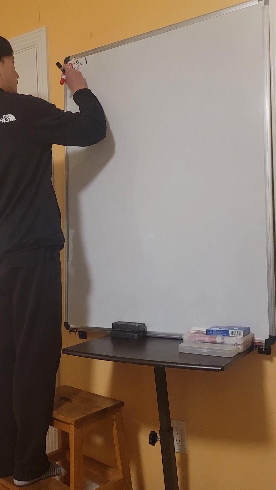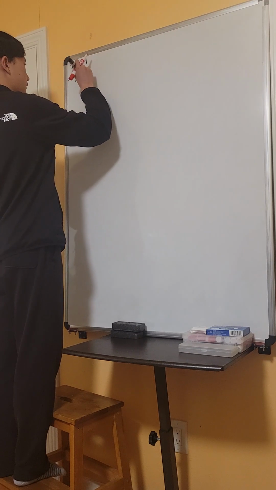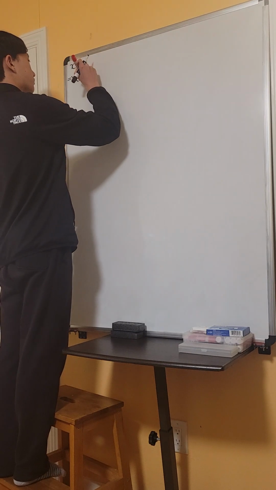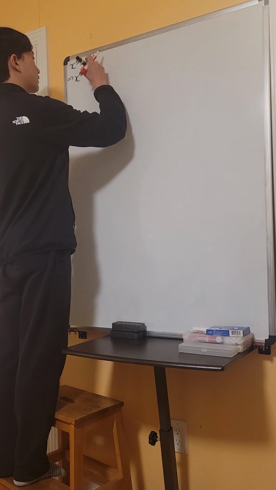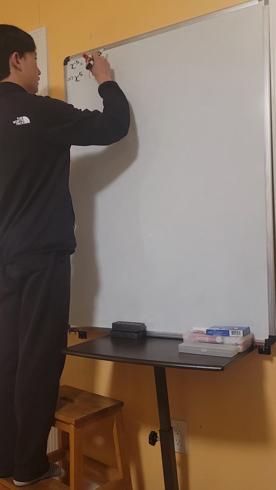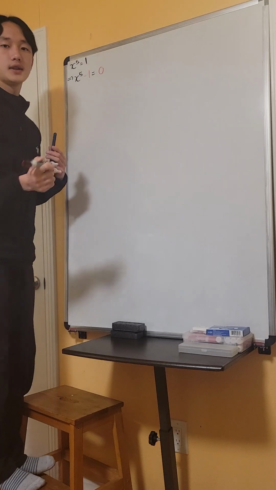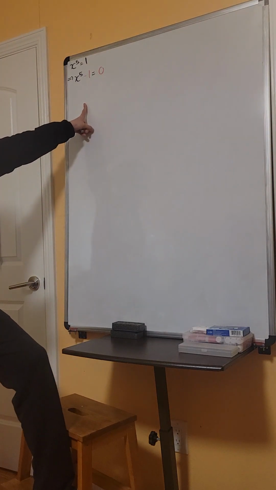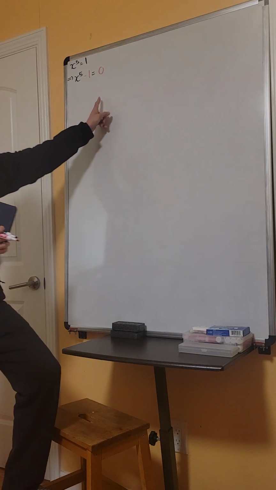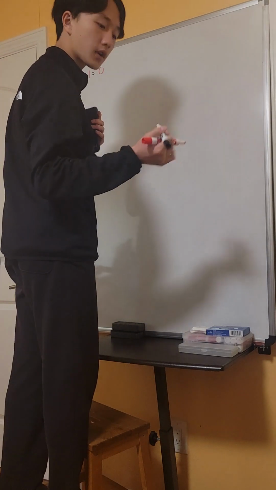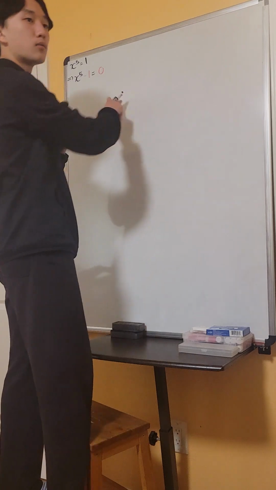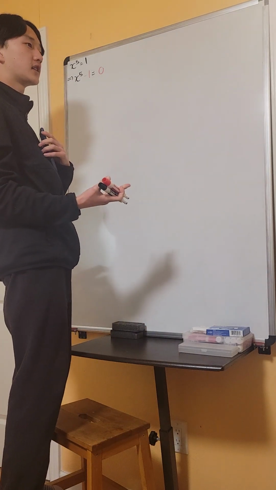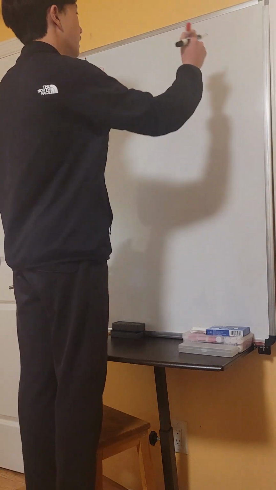So x to the fifth is equal to 1. Move the 1 over. x to the fifth minus 1 is equal to 0. And this is, well, let me give you a formula, okay? I'm not going to use summation notation because this is a lot more simple than a lot of math teachers make it out to be.